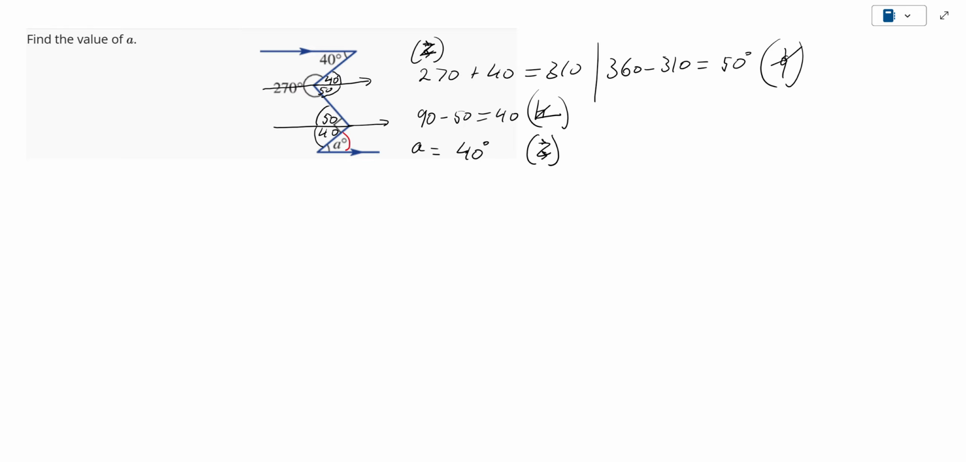Now you may see a cheat way of getting there. Notice the consistent pattern of Z rules. If you're smart enough, you may have been able to jump straight from the 40 at the top to the 40 down the bottom.